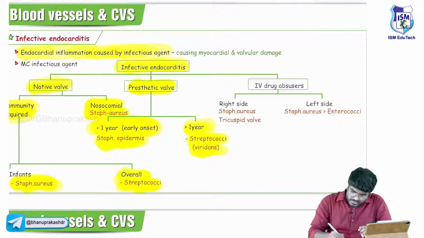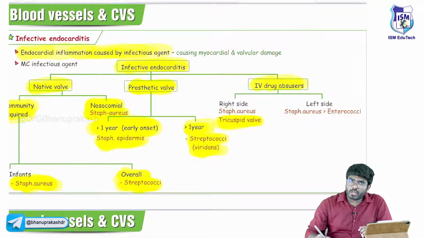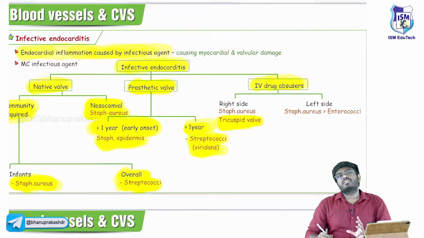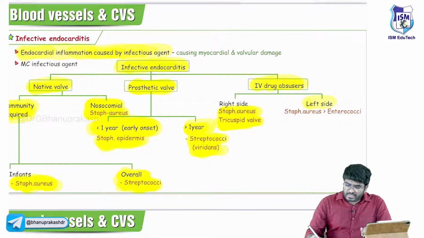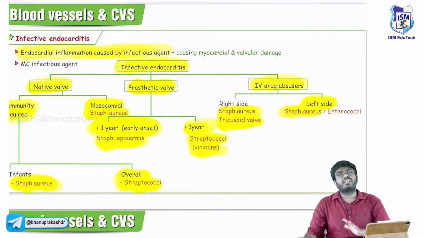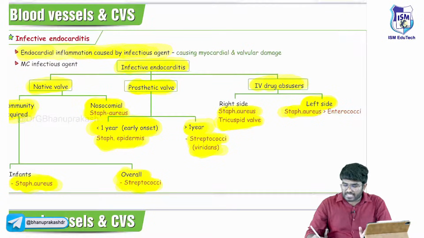So in IV drug abusers, remember, the most common valve that's going to be affected is the tricuspid valve, and the most common organism responsible for this right-sided valve endocarditis is again Staph aureus. Very important MCQ. Now after this, what else should you know? Even in drug abusers, the left-sided valves can be affected. Then what is the most common causative agent causing this left-sided valve endocarditis? Again, the answer is going to be Staph aureus. It doesn't matter whether it is right-sided or left-sided, it is Staph aureus.